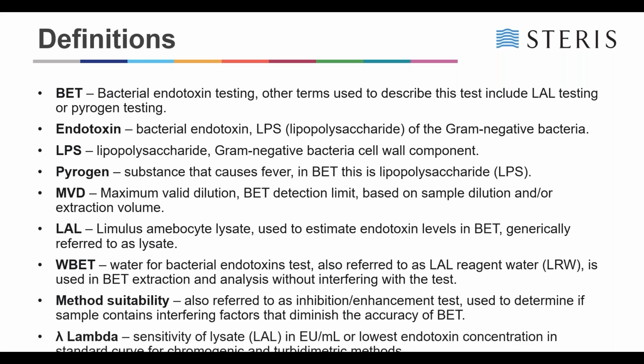The last definition that I want to go through here is lambda, and you can see the symbol there for lambda. Lambda indicates the sensitivity of the LAL reagent. It's in terms of EUs or endotoxin units per ml. It also refers to the lowest endotoxin concentration when we create a standard curve that would support a chromogenic or a turbidimetric method.